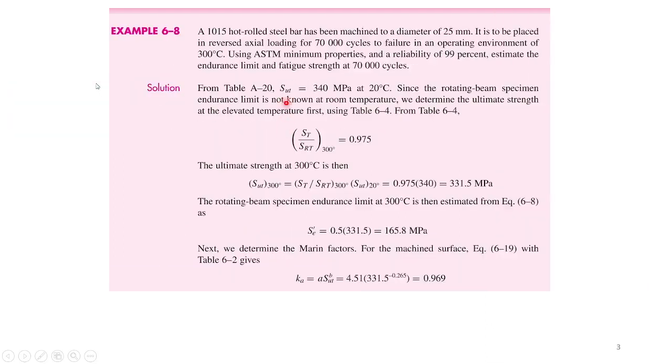Okay. This is a new example. This is 1015 hot rolled steel bar. The word hot rolled here is an indicator, because it tells me to take the surface finish factor into consideration. The KA has a value.